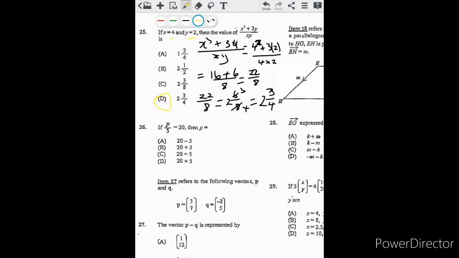26. If P over 5 is equal to 20, then P is equal to... all we need to do is make P the subject of the formula. So P would equal 20 multiplied by 5, because we will be taking 5 over the equal sign. And since it's dividing, it will be multiplying. And that is the same as D.